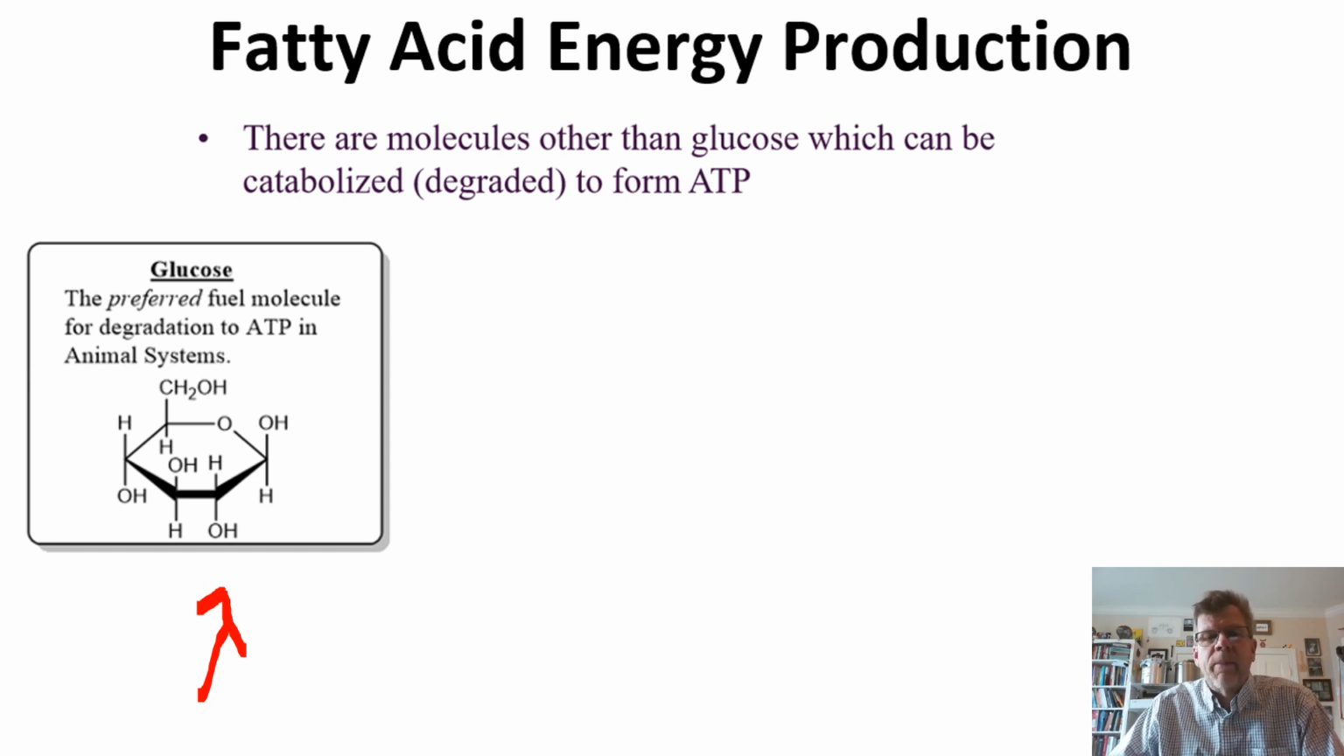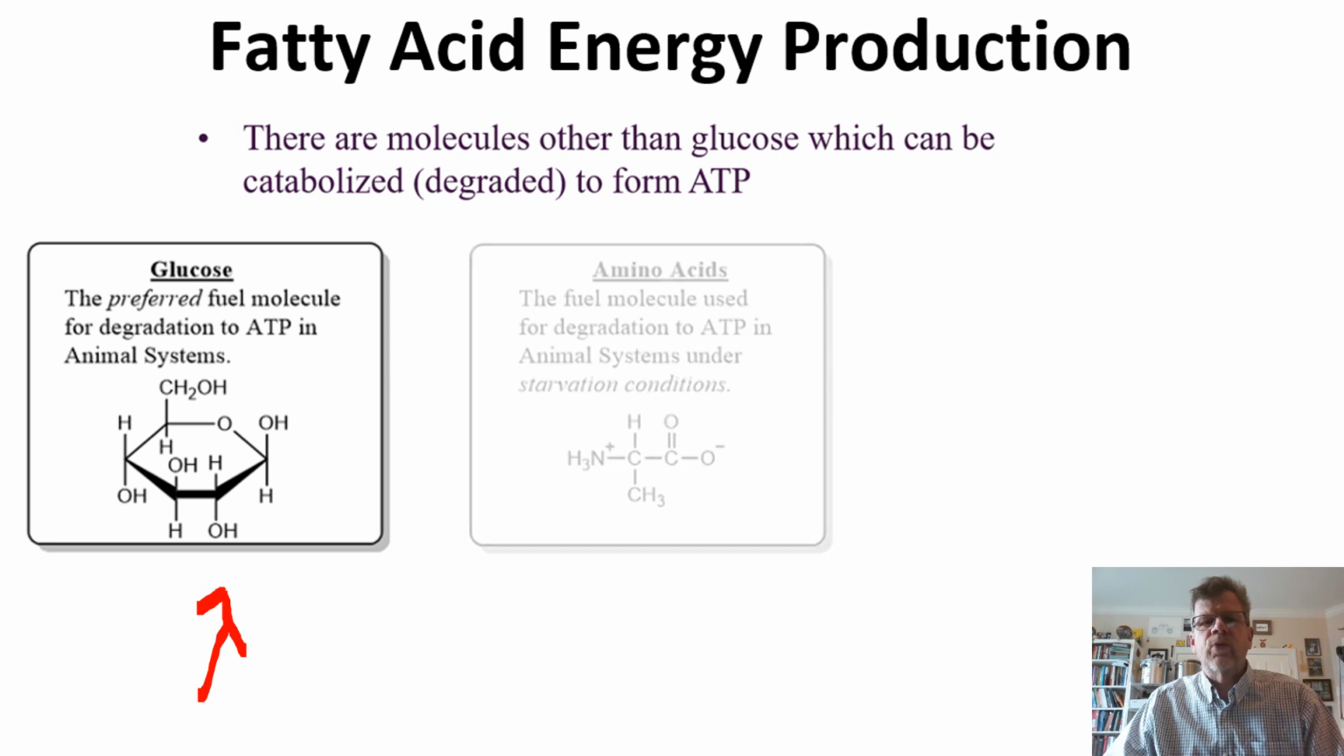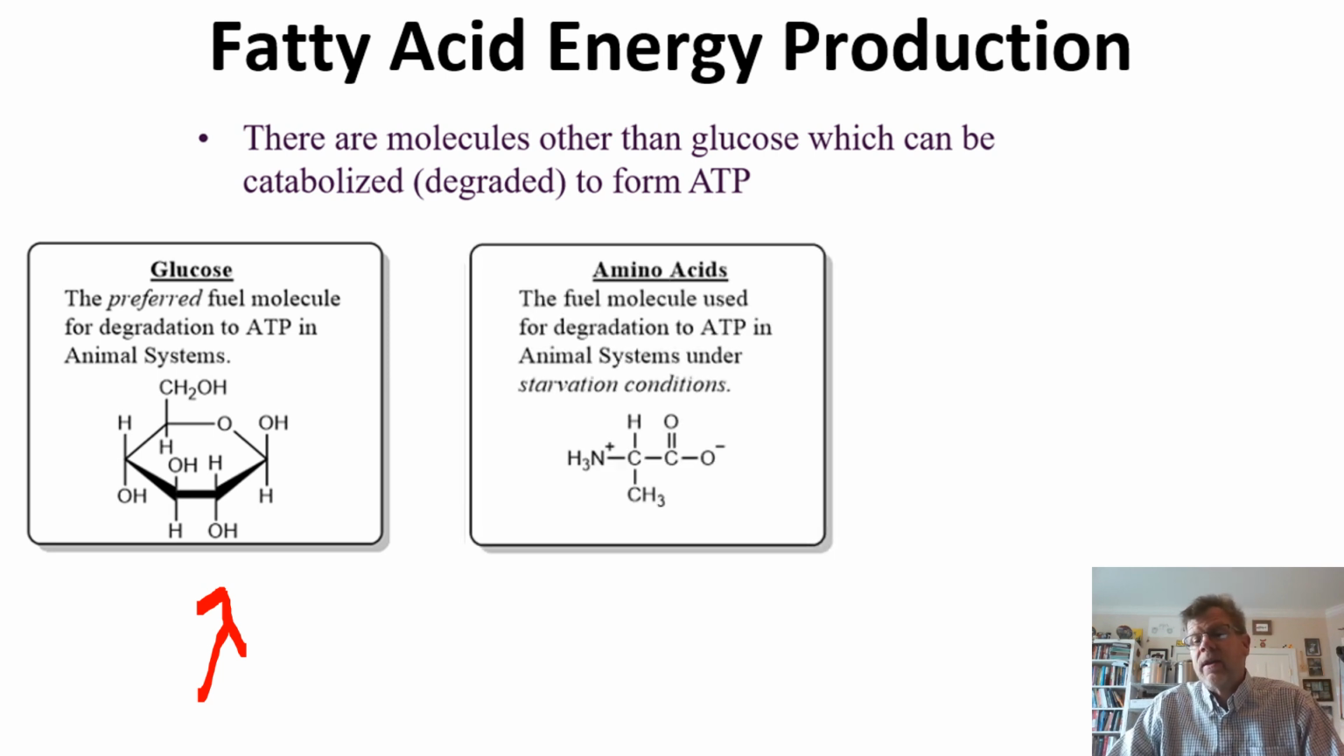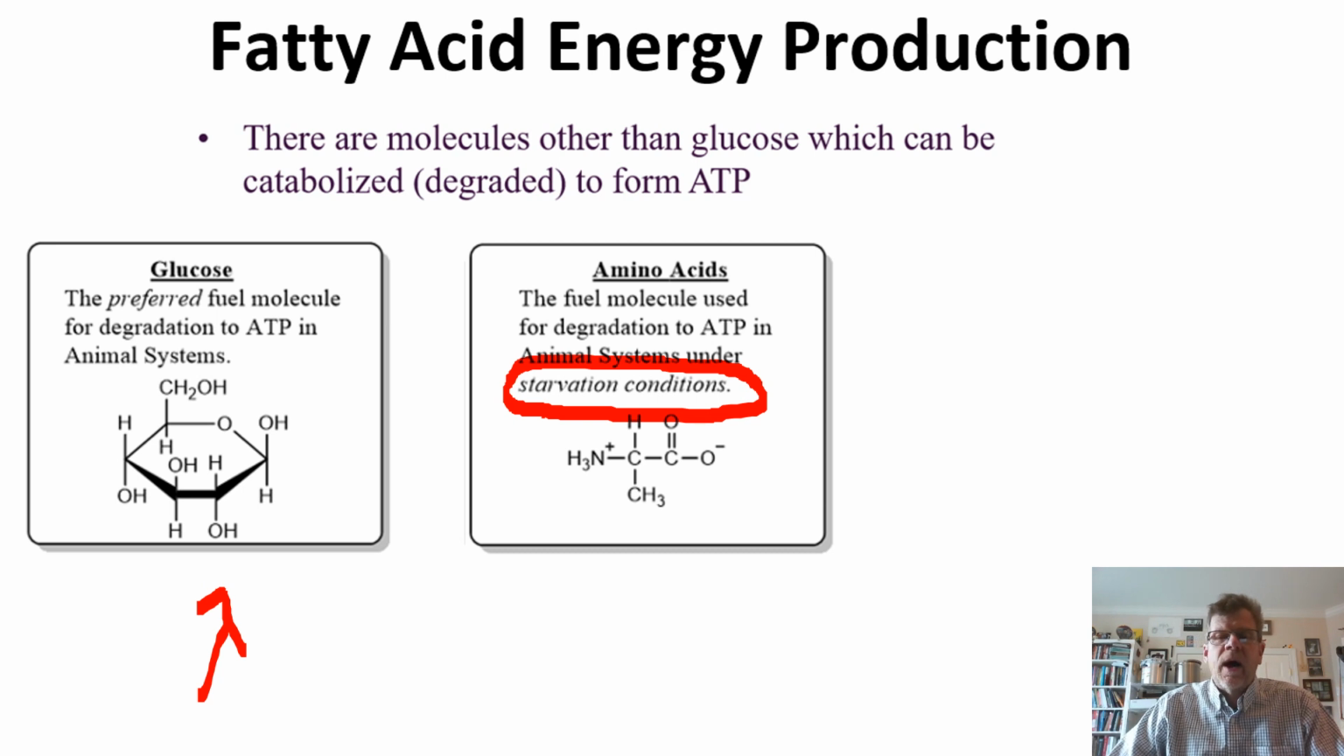But there are other molecules that the body will use in either the absence or along with glucose, one of which would be amino acids. Now, this is a very rare occurrence when animal systems catabolize amino acids for their own uses. Typically, it only happens under starvation conditions when all other fuel molecules have already been used up. So we don't see that as much, and as such we won't be covering the catabolism of amino acids here.